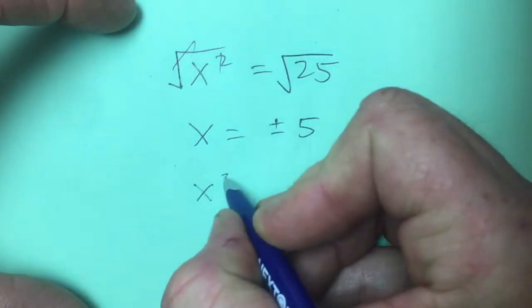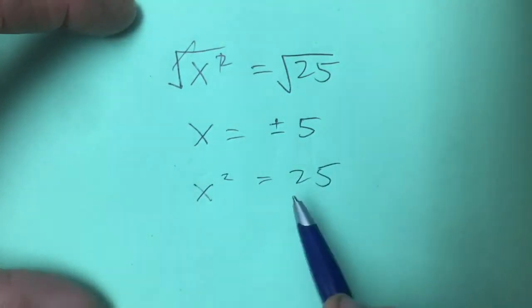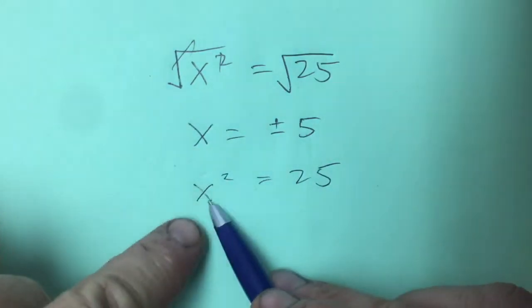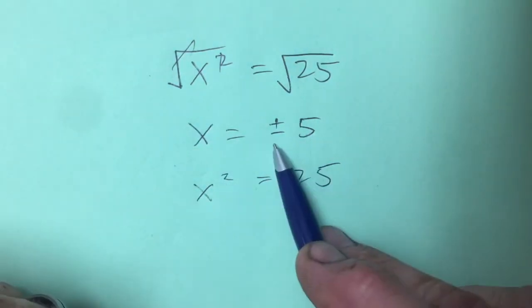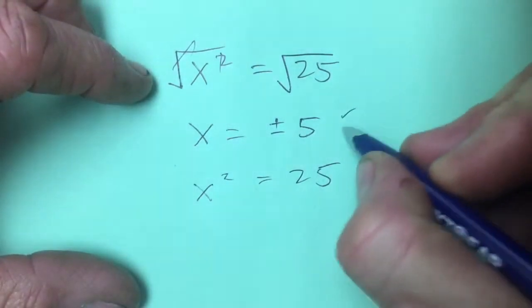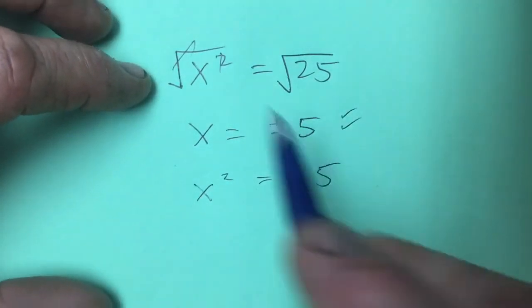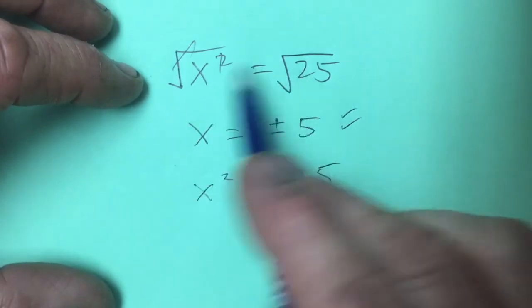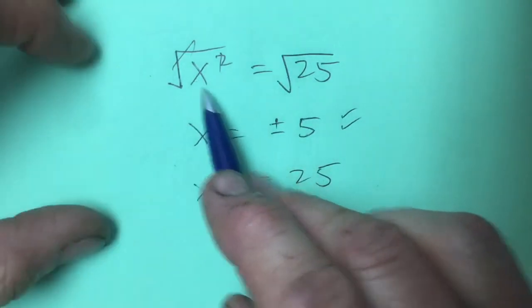Now, if you go back to the original problem, you can see that if I put 5 in, 5 squared is 25. But if I put negative 5 in, negative 5 squared is 25. So both of them are valid answers. So we've got to remember, anytime we square root both sides using the square root property, it could be plus or minus.